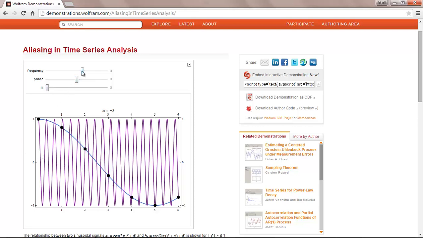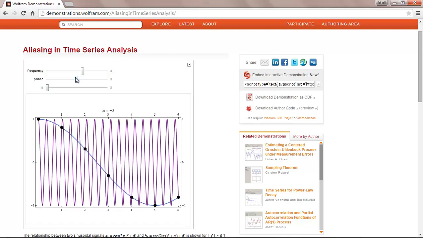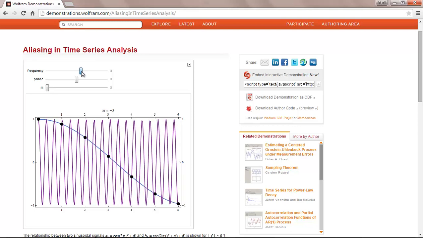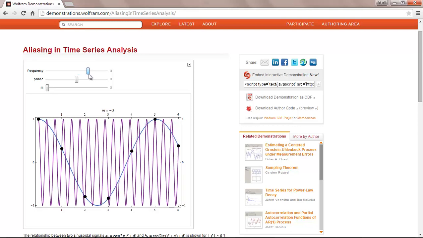What I mean by that is even if we change the frequency, we'll be able to find two cosines that match. More than two. There's a whole bunch that match at the integers. This is just showing you two that will match. So these two sinusoids are just aliases of each other in discrete time.